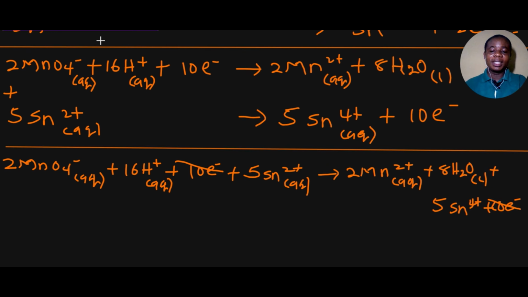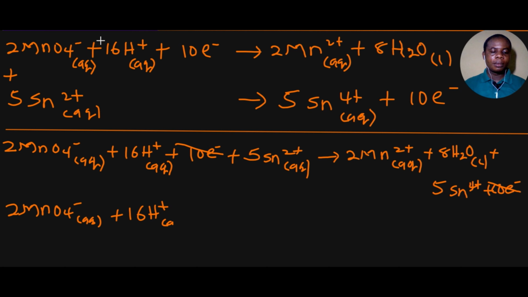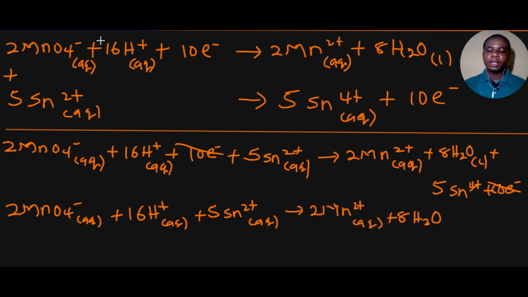This cancels this. Then after that, I have the overall equation, which is 2MnO4- aqueous plus 16 hydrogen ion aqueous plus 5 Sn2+ aqueous to give 2Mn2+ aqueous plus 8 water molecule liquid plus 5 Sn4+. So this is the net equation.